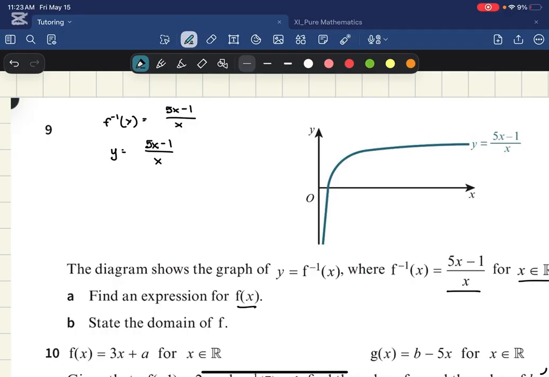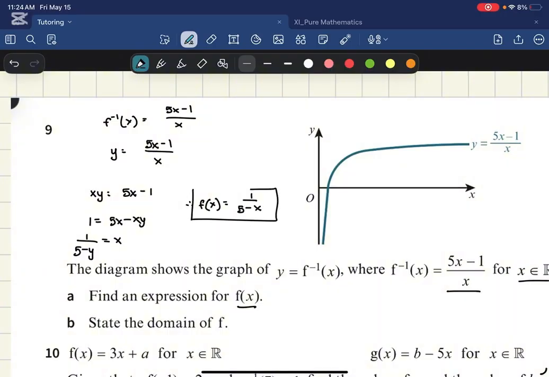So we have y equals 5x minus 1 over x, and if I multiply by x on both sides, I get xy equals 5x minus 1, so xy minus 5x is -1, right? Or if you don't want to work with -1, you can actually do 1 is equal to 5x minus xy, whichever way you prefer. And I can factor out the x. And if you factor out the x, you will see that you get this expression. And finally, you can get f of x is equal to 1 over 5 minus x. All right, so that is going to be your expression.